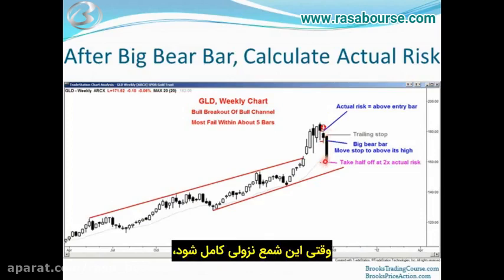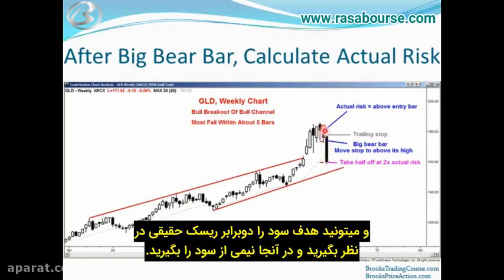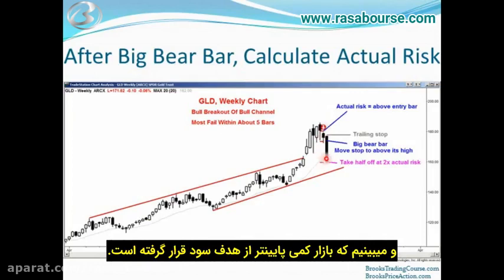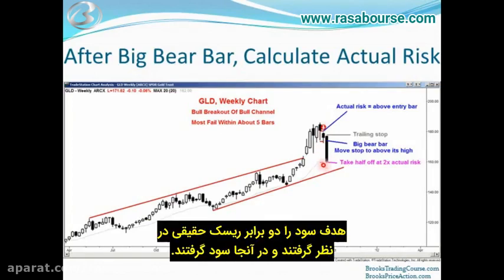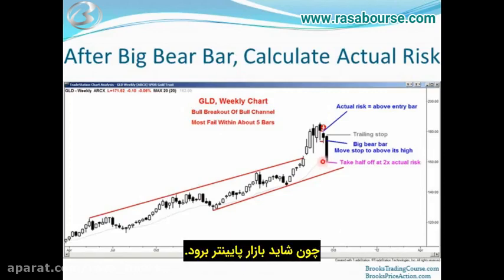And once this bear bar is starting to form, you can calculate your actual risk. It was to 1 tick above your entry bar, and you could try to take partial profits at 2 times your actual risk, which would be right here, and the market fell just a little bit below that target. And a lot of traders take profits at 2 times actual risk. You could either take all of your profits here, or you could take half off and see if the market falls further.